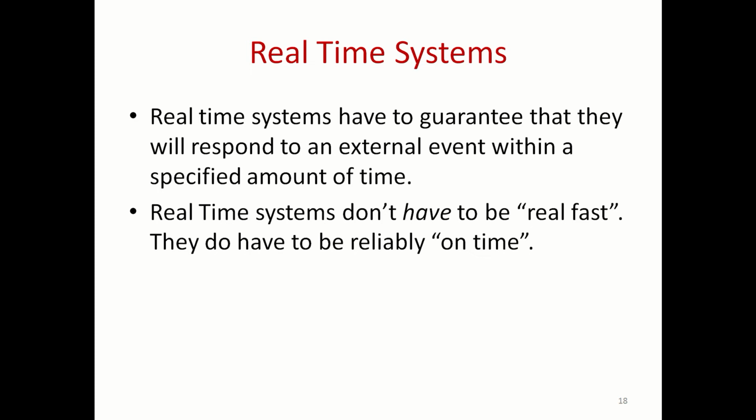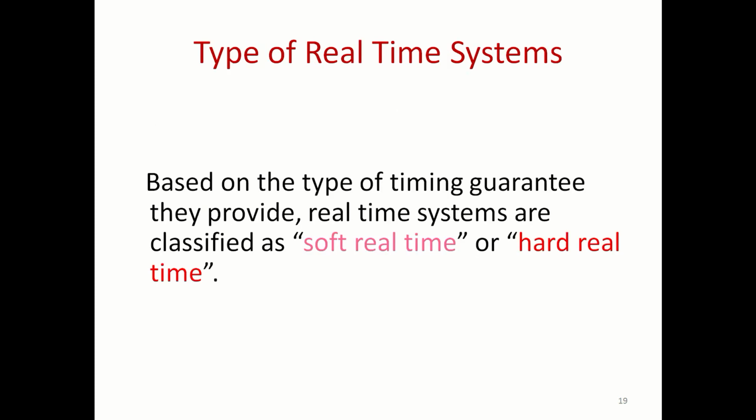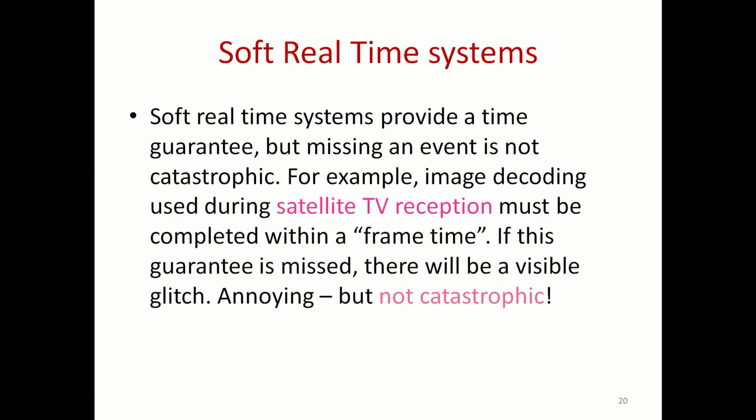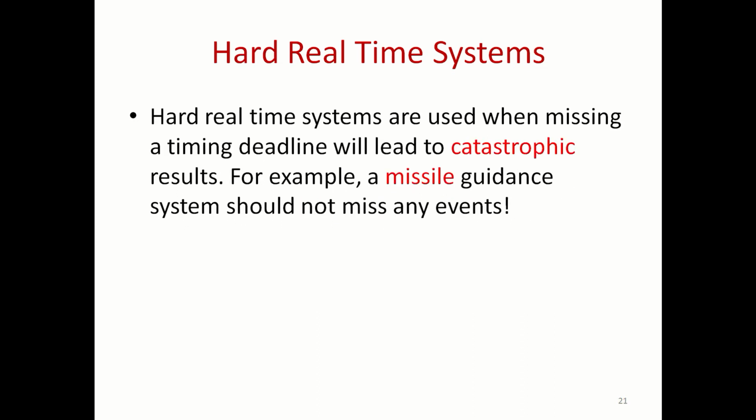Okay, so I already said real time is not about the speed. It is only in time, on time. But then based on the time guarantee, they are classified as soft real time and hard real time. So soft real time is like your iPods, satellite TV reception and all. Even if it misses very rarely, nothing will happen, no catastrophe, a small glitch may happen.